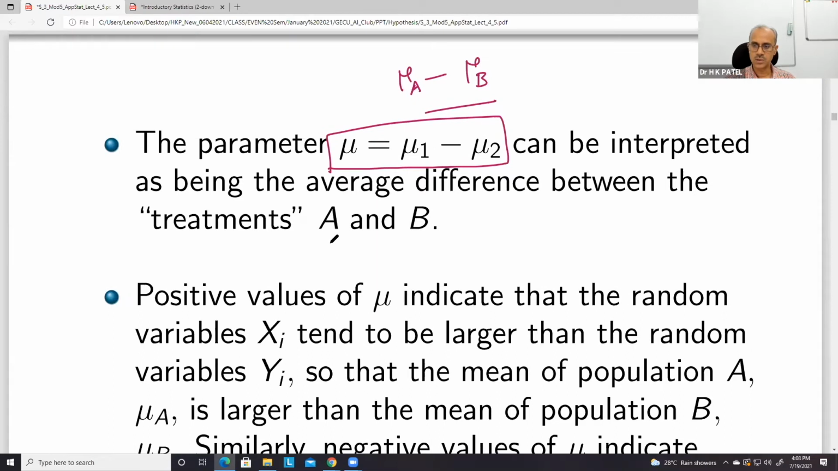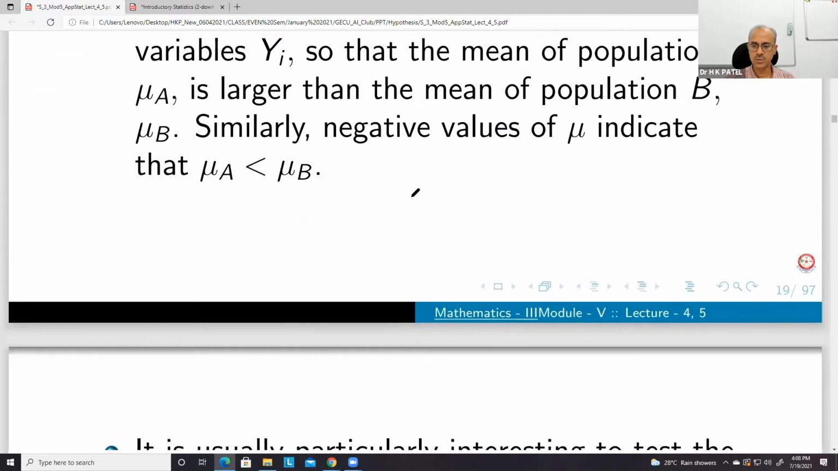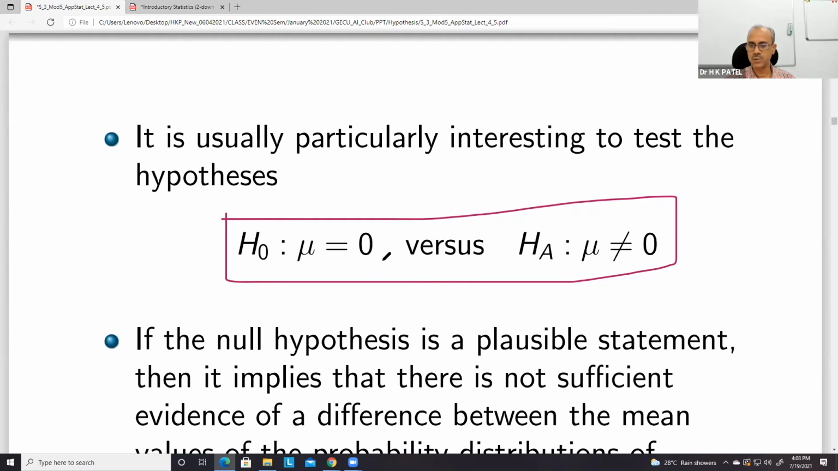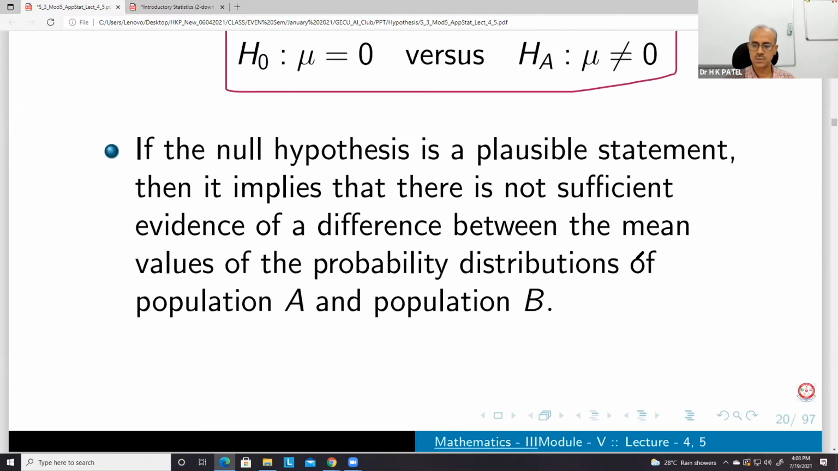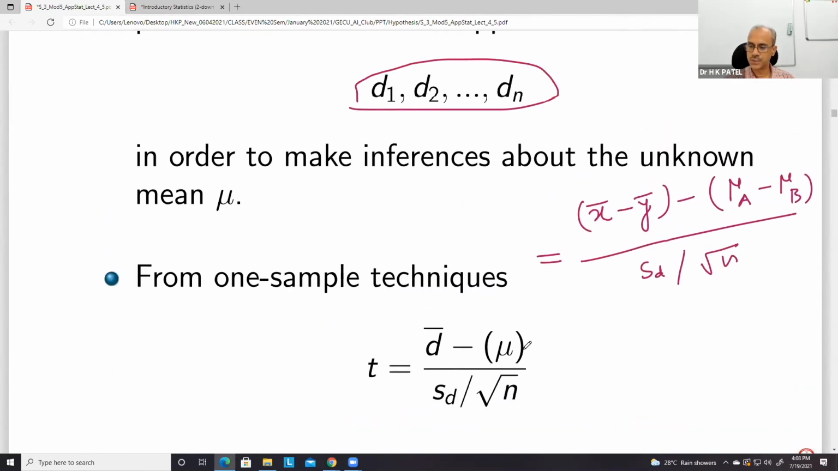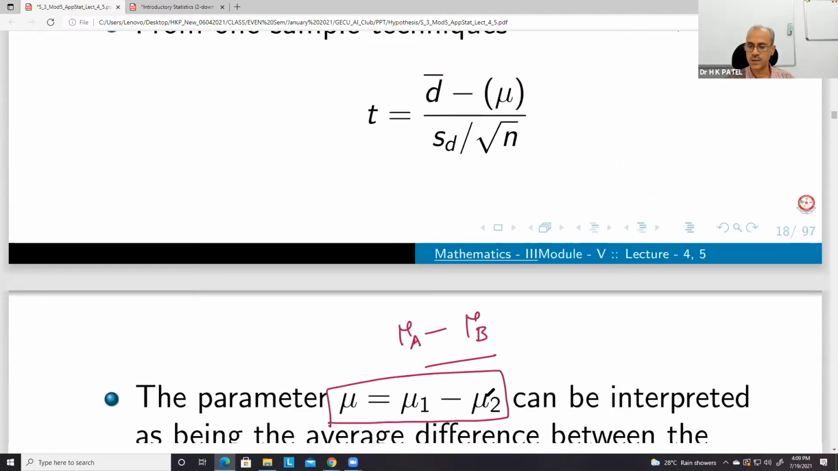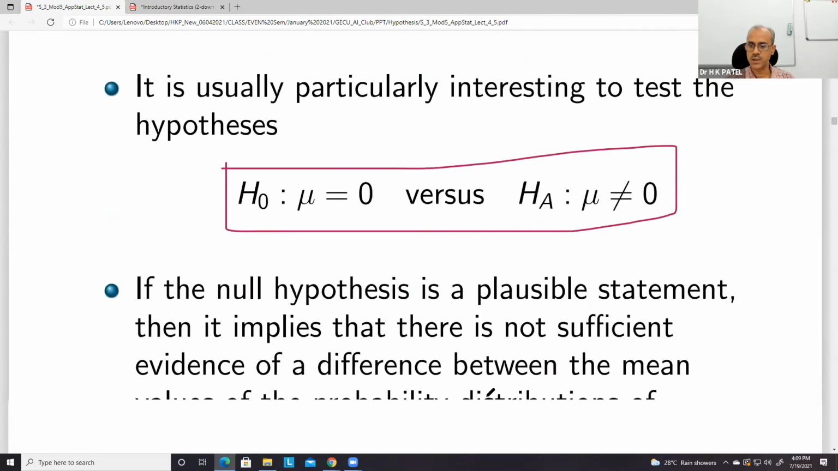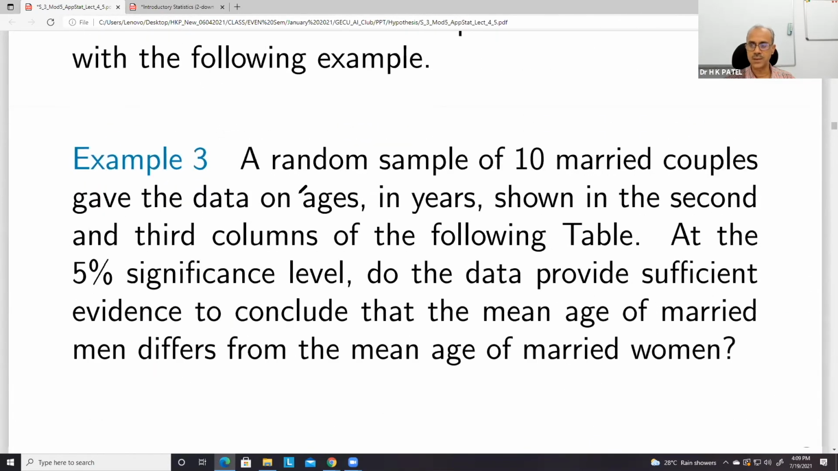So that we can also do. But most of the time it is mu1 is equal to mu2, so mu will be equal to 0. And therefore, this is a two-sided null hypothesis, mu not equal to 0. And mu is equal to 0, so our T statistic is reduced to D bar upon SD upon root n. So this will be written somewhere, or in this problem you can see.